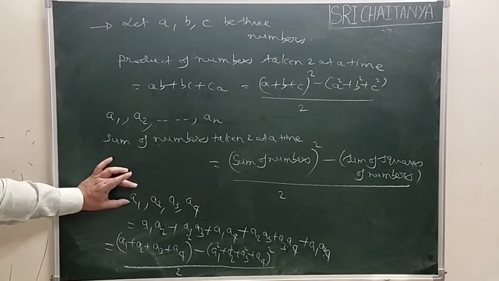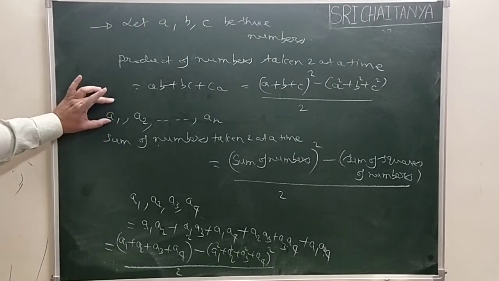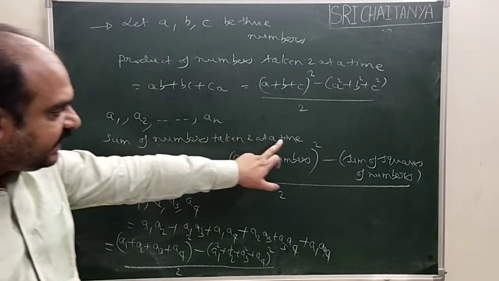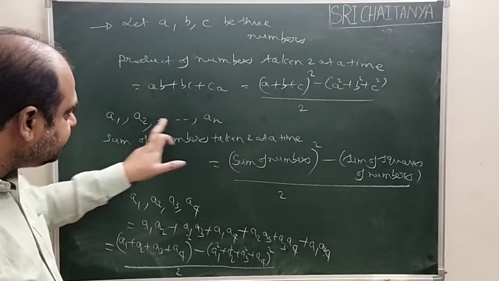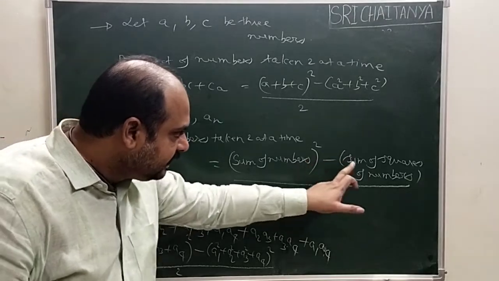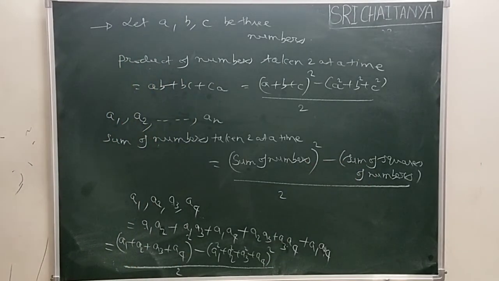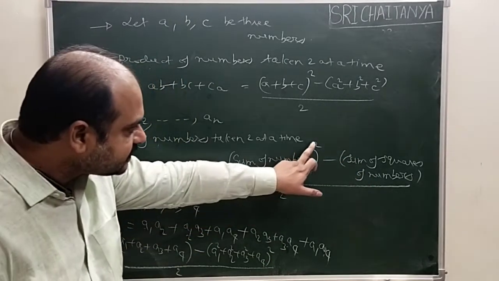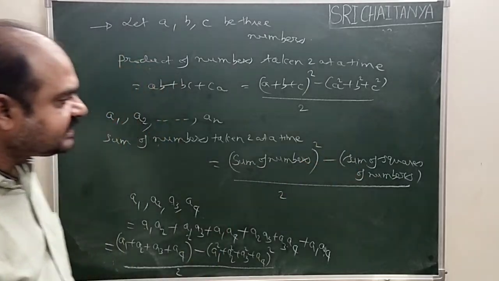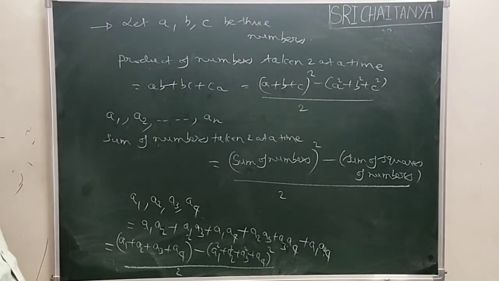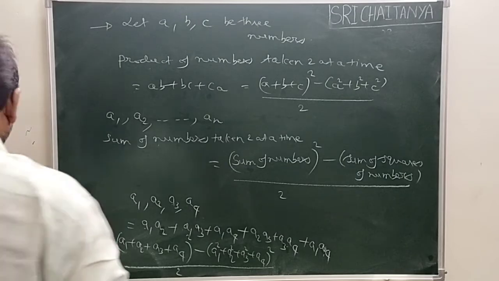Whenever you want to calculate, if n numbers are there, the sum of numbers taken 2 at a time, if you know the sum of the numbers and the sum of the squares of the numbers, you write the sum of the numbers whole square minus the sum of squares of numbers, divided by 2.